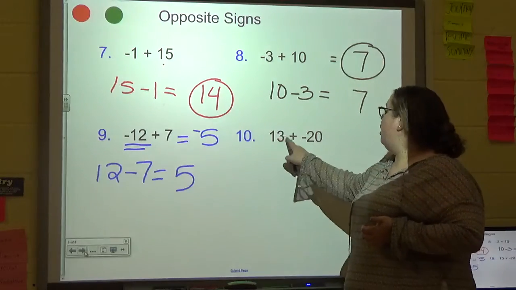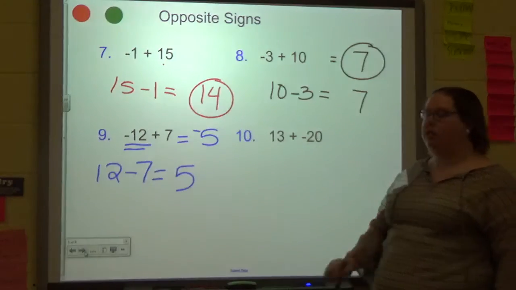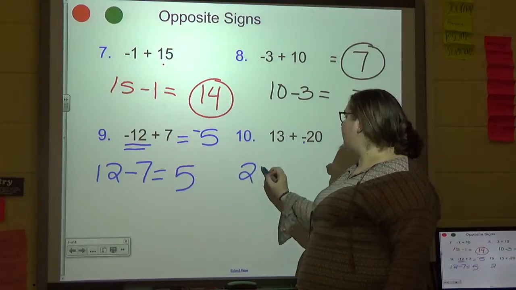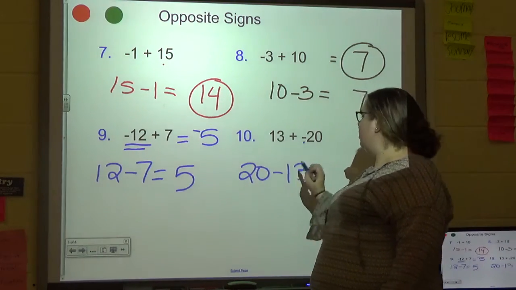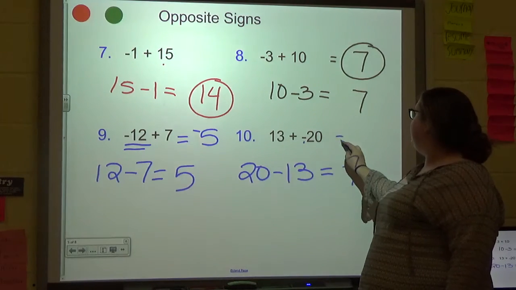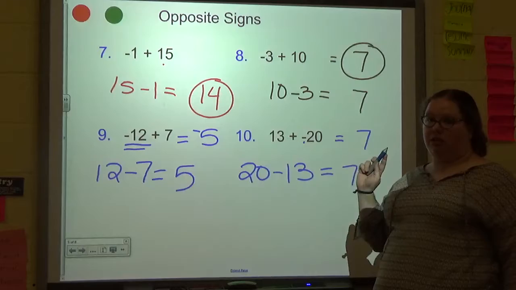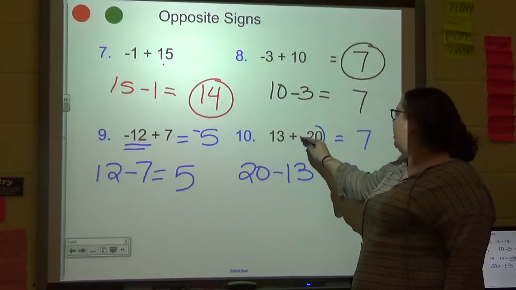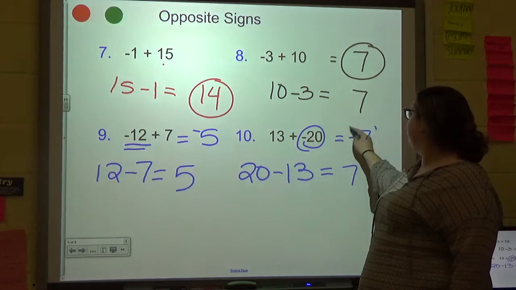Last one, 13 plus -20. I see one negative in this problem, so I'm subtracting. 20 minus 13 is 7. Is my answer 7 or -7? Who's bigger, 13 or 20? 20 is bigger, so my answer is negative.